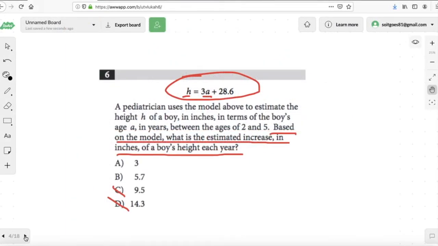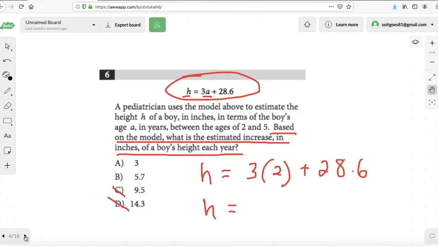Okay? So I'm going to guide you through this, but I need your help solving this. We're going to start with 2 for A, right? So it's 3, not times A, but 3 times 2 plus 28.6. Now this is going to tell us how tall he is when he's 2. Does that make sense? Yes. Okay, and how tall is he when he's 2? It's going to be 6 plus 28.6. Again, you can use your calculator here. I know you can solve this by hand. 34.6. 34.6 inches. Okay. When he's 2. Does that make sense? Mm-hmm. Okay. That's when A is 2.